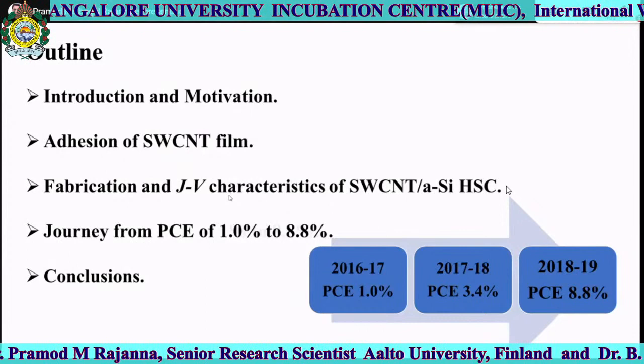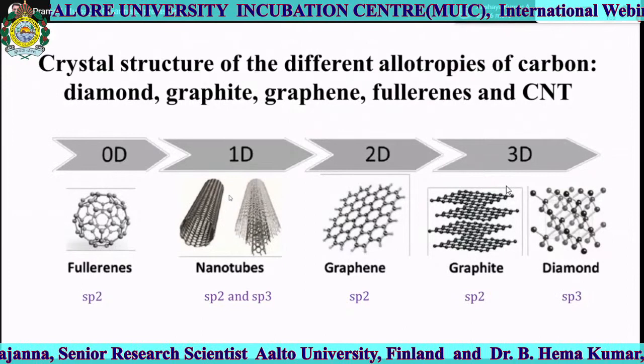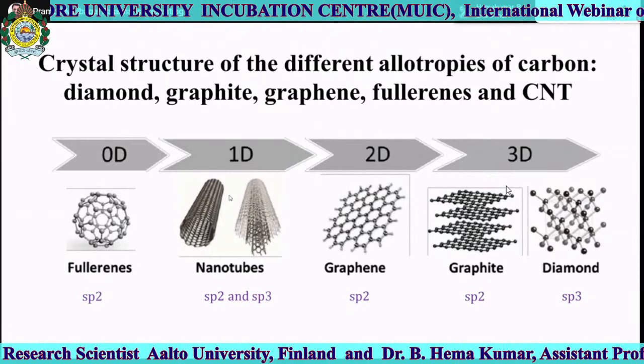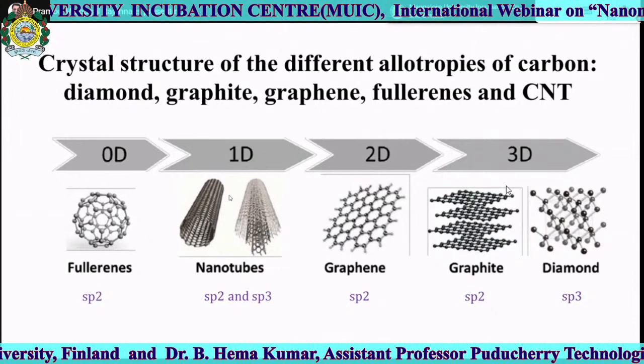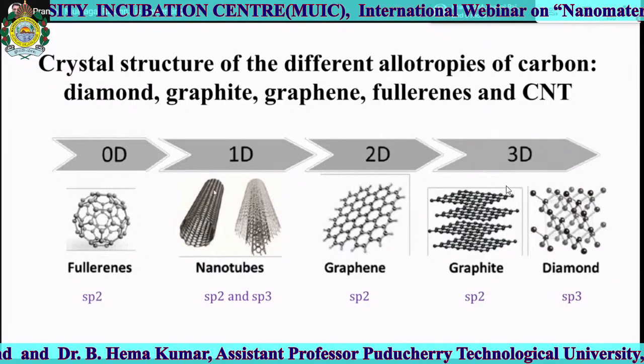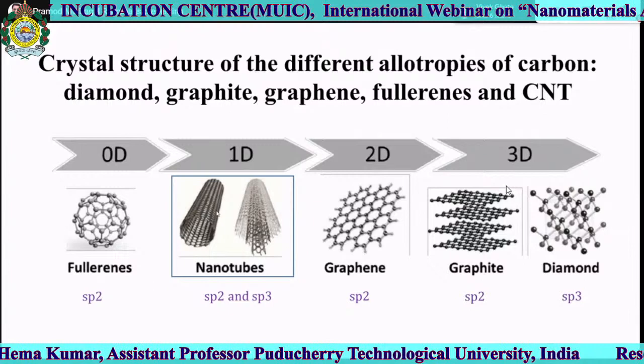So this is the carbon nanomaterials family, and this is how their crystal structure looks. Fullerene has been very well studied. It's probably one of the most applied research materials in optoelectronic devices. And then these are carbon nanotubes, and then graphene, which has been in focus within the last two decades. I'll be mainly focusing on the nanotubes, and more specifically on single wall carbon nanotubes.